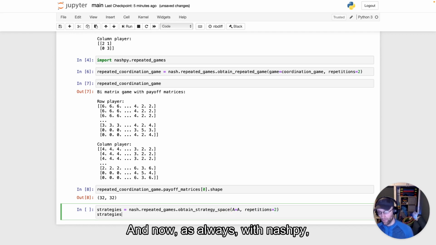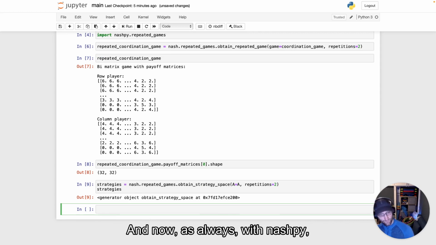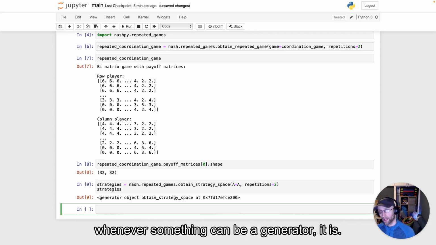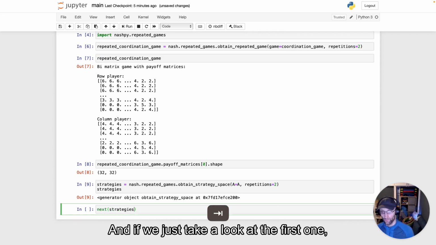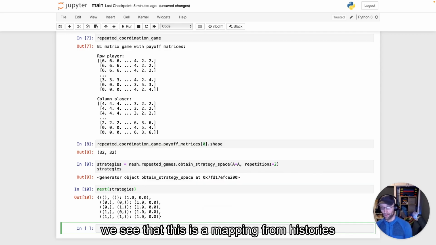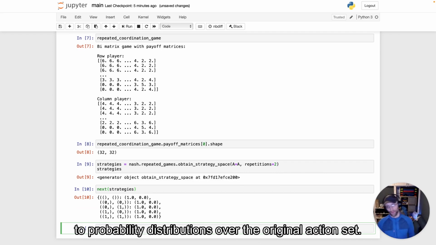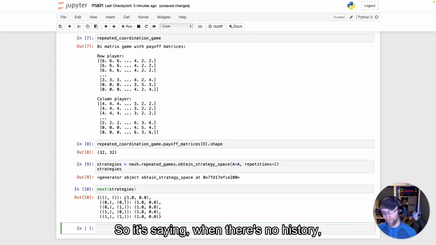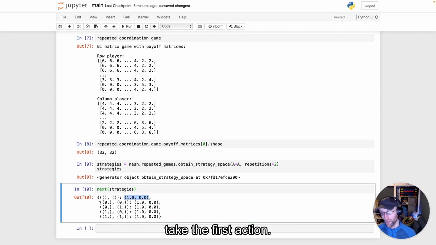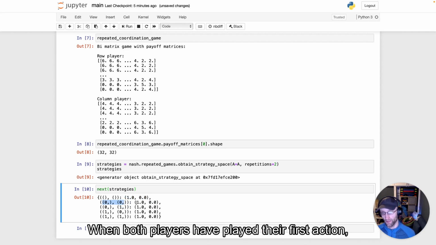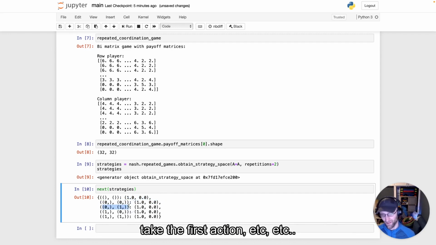And now, as always with Nashpy, whenever something can be a generator, it is. And if we just take a look at the first one, we see that this is a mapping from histories to probability distributions over, pardon me, over the original action set. So saying when there's no history, take the first action. When both players have played their first action, take the first action, et cetera, et cetera.